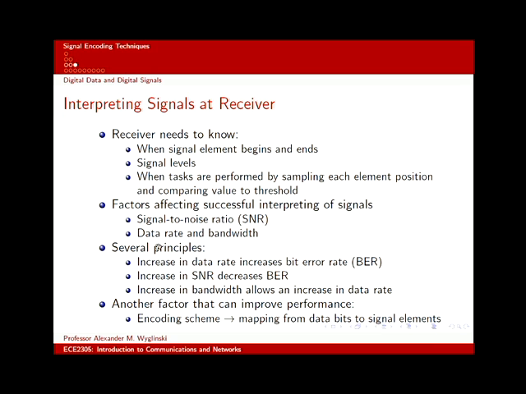So there are also a couple of principles that you need to be aware of. When you increase the data rate, you also increase the bit error rate. And that's what I just mentioned now. What ends up happening is the more information you're cramming into the same amount of unit time, you're going to need more signaling elements. You're going to need more sampling instances. You're putting a lot of stress on the receiver, and more error will begin creeping in, especially when you have lower signal-to-noise ratio. When you increase the signal-to-noise ratio, you decrease the bit error rate.